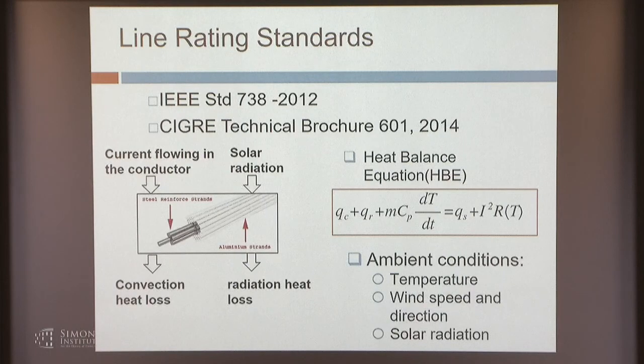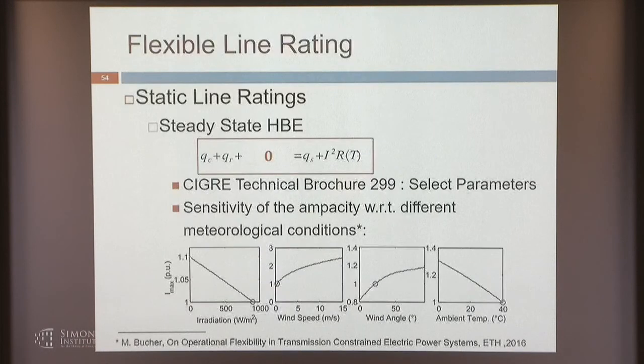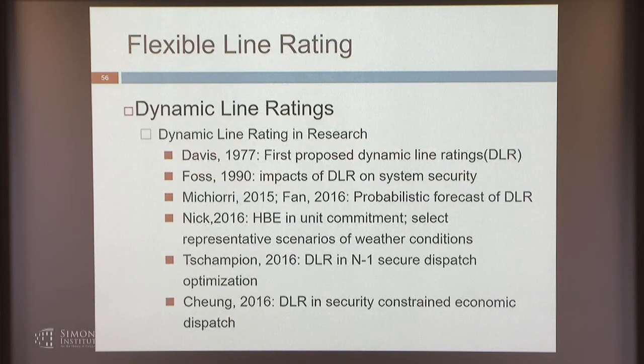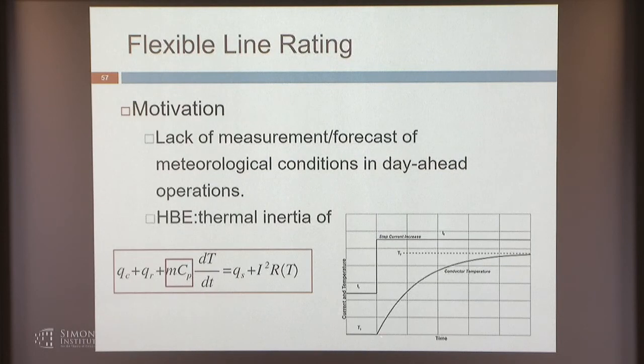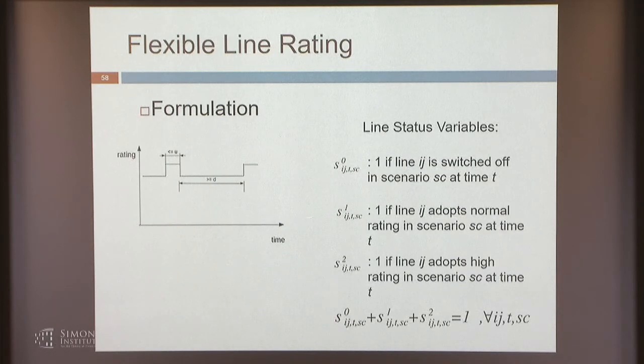So what's happening is that the line is going to heat up slowly. This means that you can run the line hot with a high current for a limited amount of time, as long as you then reduce it and either leave it at the normal constraint or actually reduce the constraint. So what you're going to end up with is that the constraint is going to look like that.